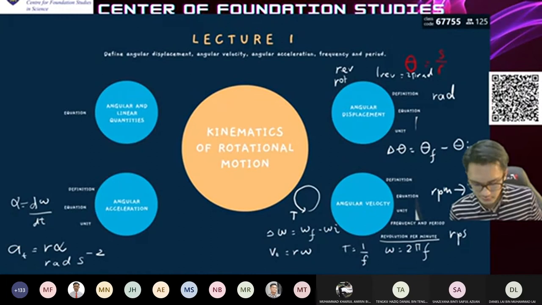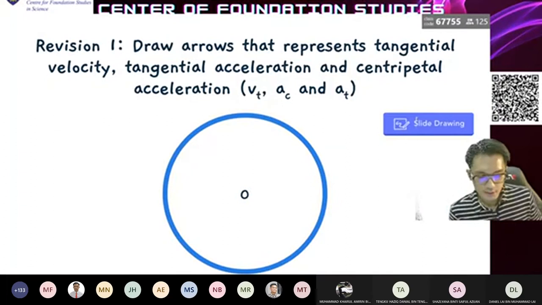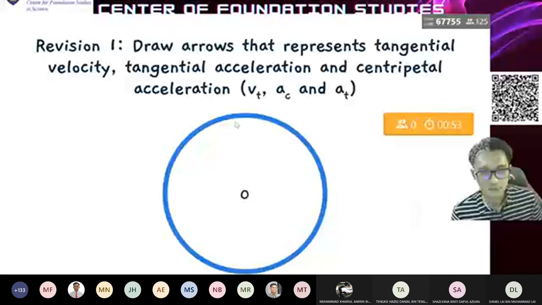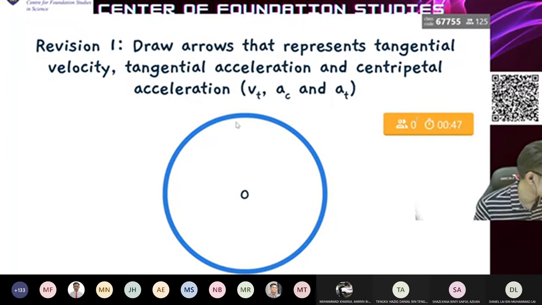Okay, next soalan. Draw arrows that represent tangential velocity, tangential acceleration and centripetal acceleration. VT, AC and AT. So I'll open the response. So you just draw it by using your mouse, should be fine. Kalau tak lulus pun tak apa, asalkan you tahu where is VT, where is AC and where is AT.